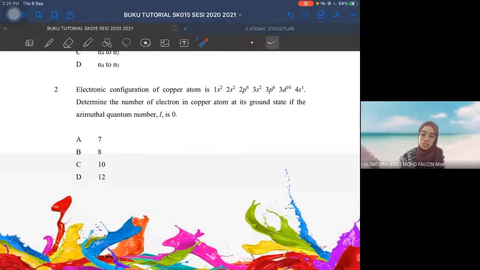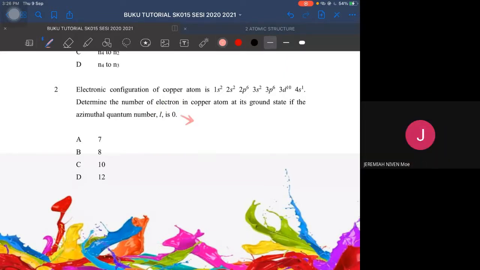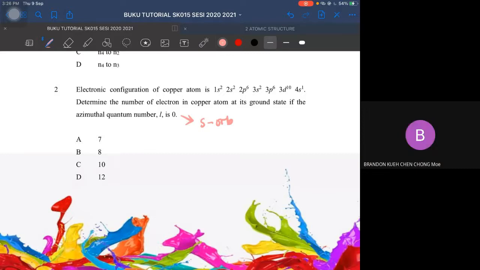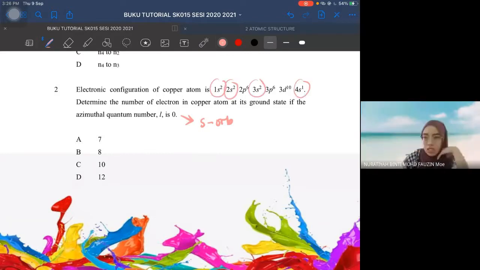Electronic configuration of copper atom is this. Determine the number of electrons in copper atom at its ground state if the azimuthal quantum number l equals to 0. So maksudnya daripada this electronic configuration, berapa banyak elektron dalam copper in ground state with l equals to 0. l equals to 0 maksudnya what orbital? S orbital. So awak kira berapa banyak elektron yang dalam S orbital? 7. Okay, so your answer will be A.